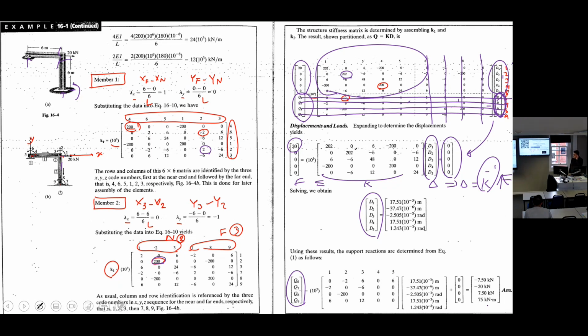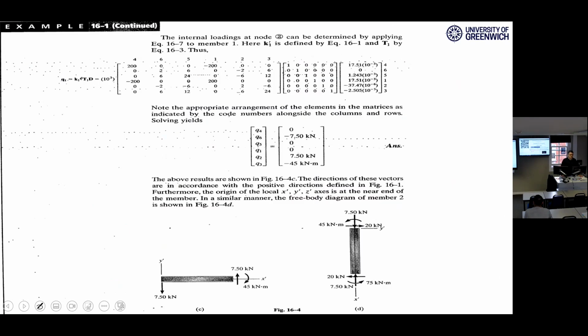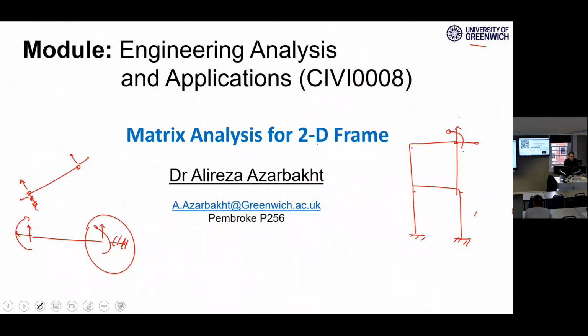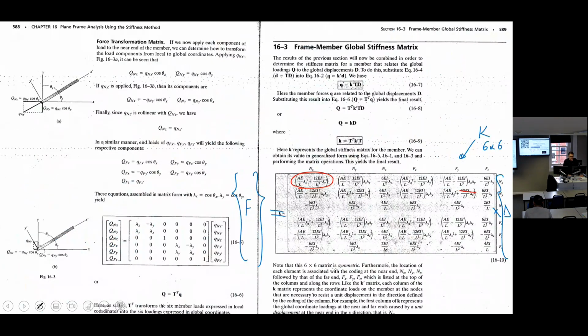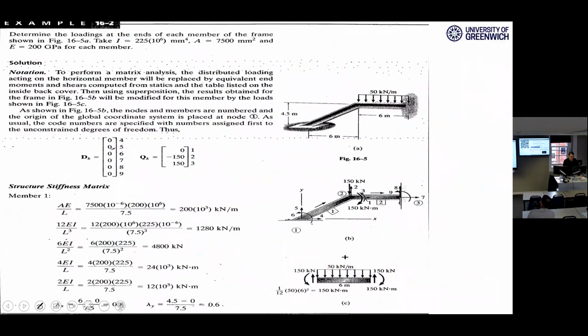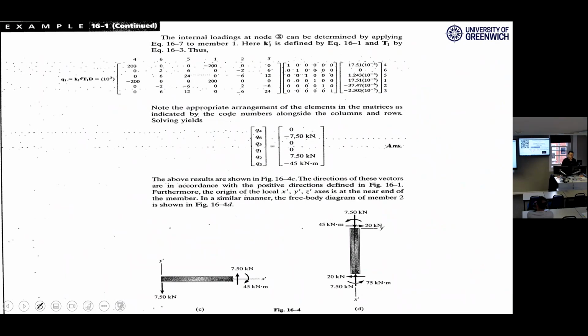But in terms of matrix notation, you can do that with the formula of 16.7, which we had here. This is the formula, and let's see what we will get from that. Q1 is the forces for element number 1.